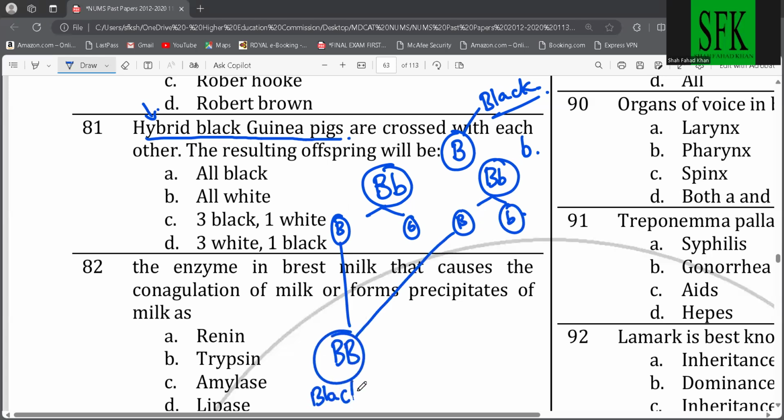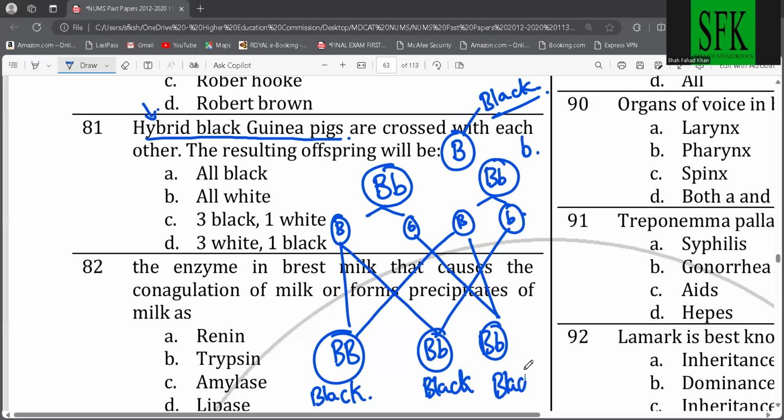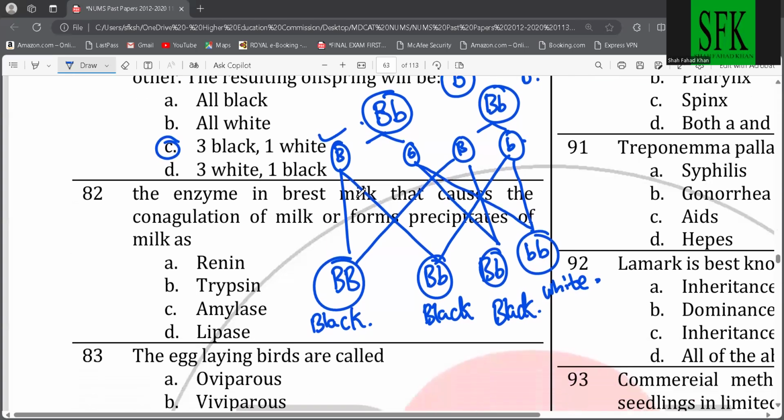Okay, this one is black. Then capital B joining with a small b to give you again a black guinea pig. Then capital B and a small b again to give you a black guinea pig. So it's a 3:1 classical Mendel's ratio when heterozygous is crossed against heterozygous. And then this one is white, okay, recessive is white. So three black and one white. There you go. Three black and one white is the best choice.